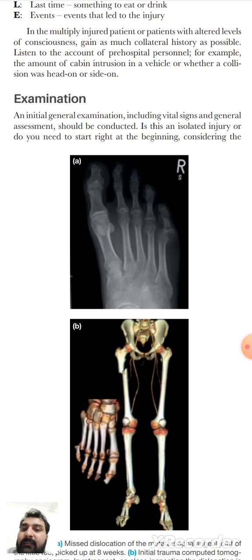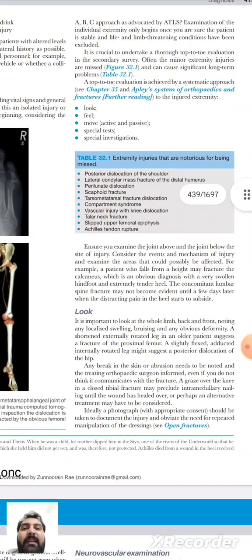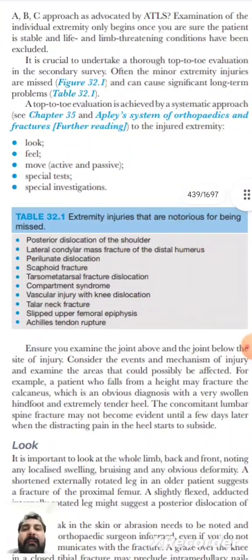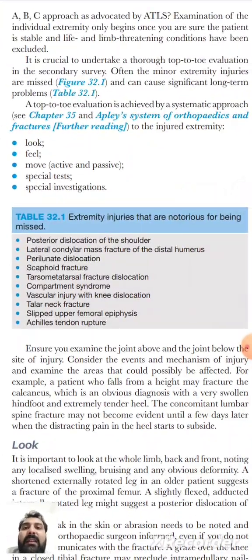Examination. An initial general examination including vital signs and general assessment should be conducted. First of all, vital signs and general assessment. Then, is this an isolated injury, or do you have to start right at the beginning considering the ABC approach as advocated by ATLS? Examination of the individual extremity only begins once you have made sure the patient is stable and limb and life-threatening injuries have been ruled out.